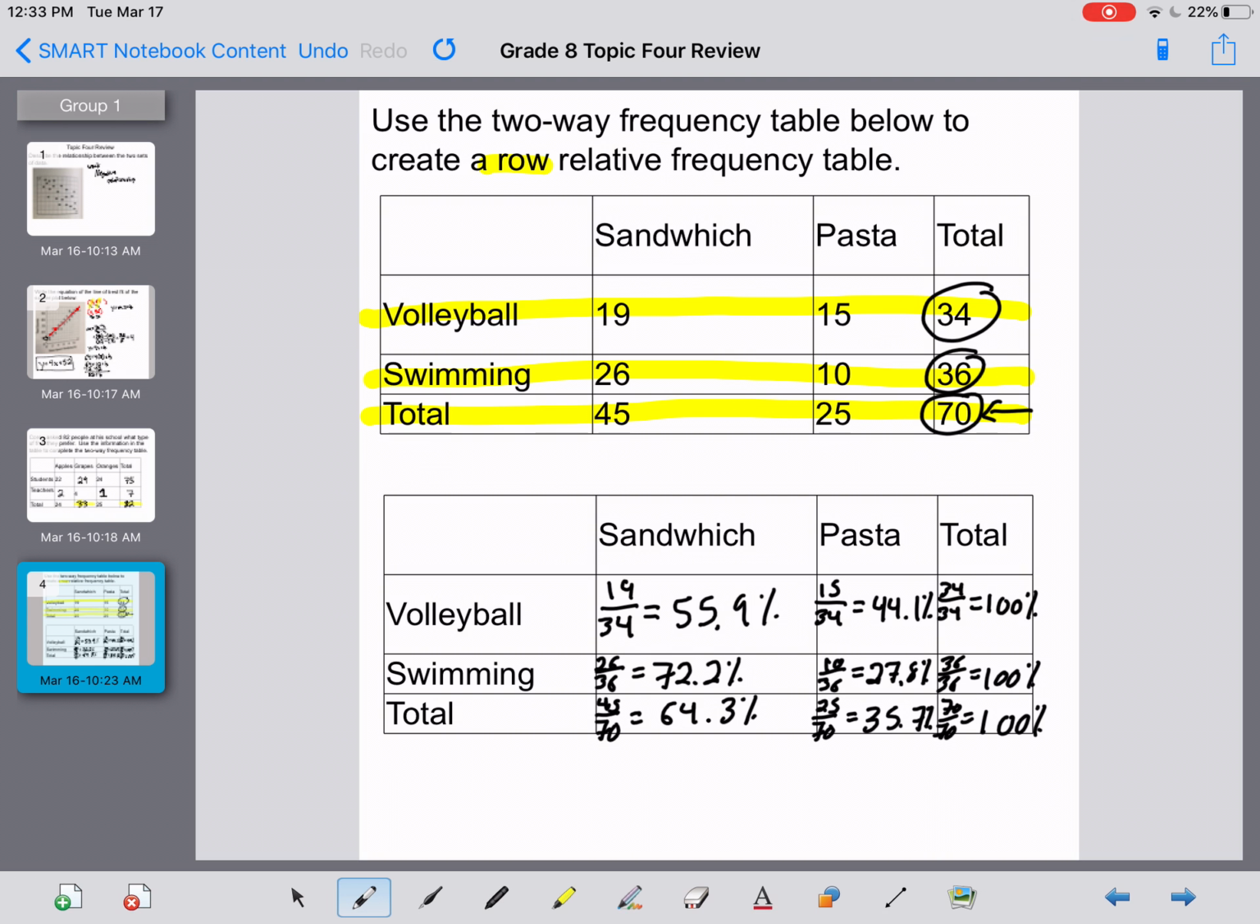So for a row, I use my rows going across. If I was using a column, my column would go up and down, so I would use my sandwich, pasta, and the total. If it was just a total relative frequency table, then you would use the 70 for every single denominator.